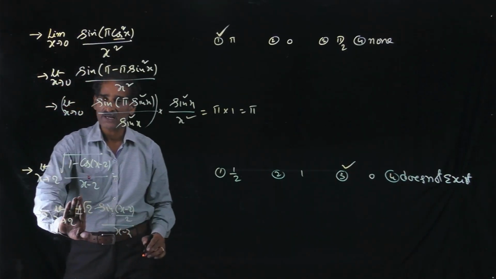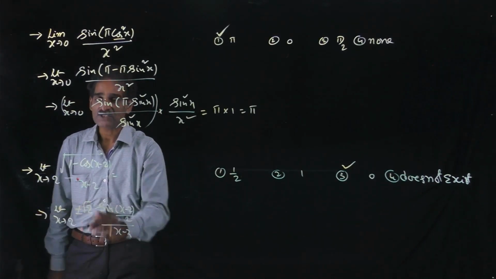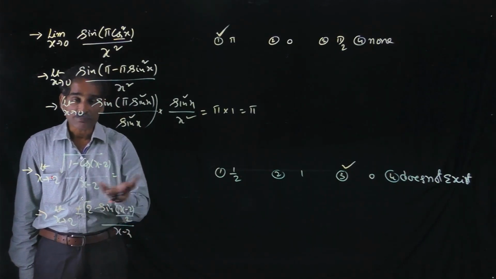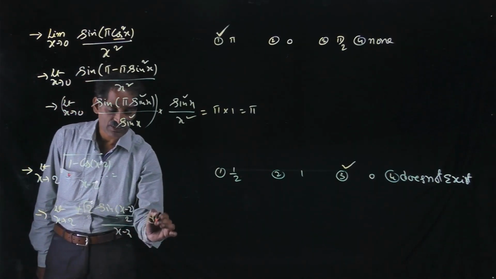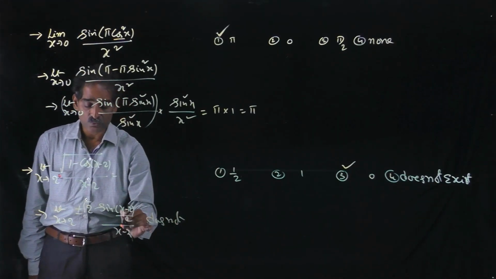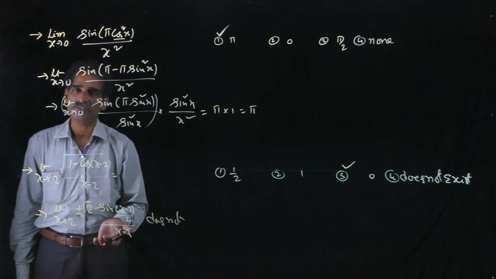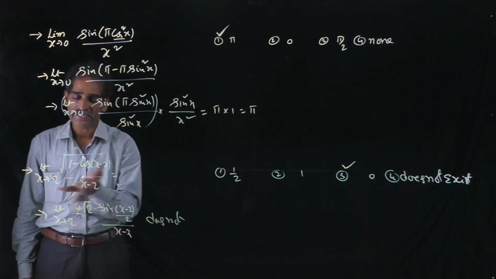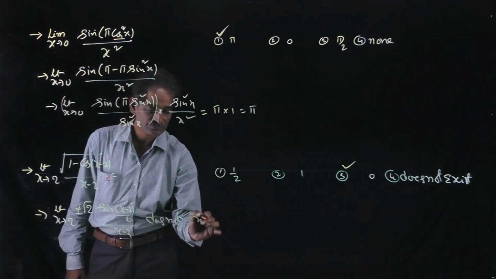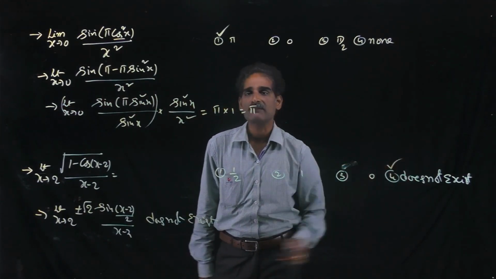If plus or minus was not there, a limit would exist for this. The value of this is 1 by 2. Plus or minus is there. That means we are getting two values. So limit does not exist. Here from this we will get 1 by 2. Root 2 into 1 by 2 means 1 by root 2, plus or minus. Just we are getting two values as x tends to 2. So limit does not exist. So this one is right.